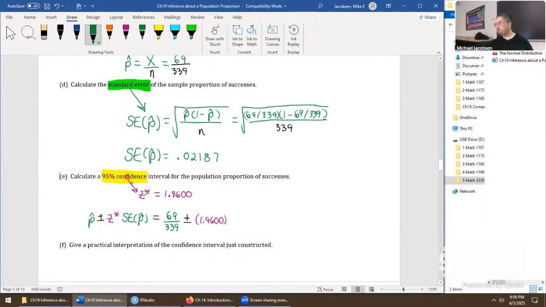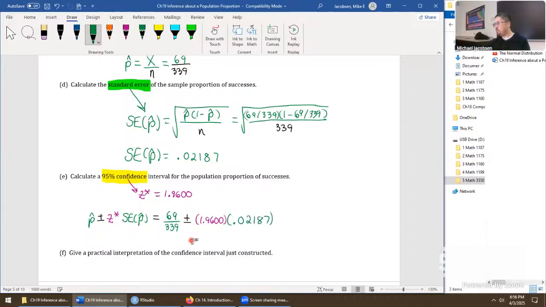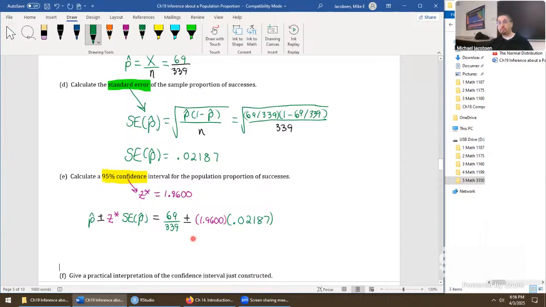Which is then multiplied by the standard error of p hat. So this figure here, if you use the rounded value, 0.02187. Next, we just have to compute these values. But once we do that, we've placed p in the middle.